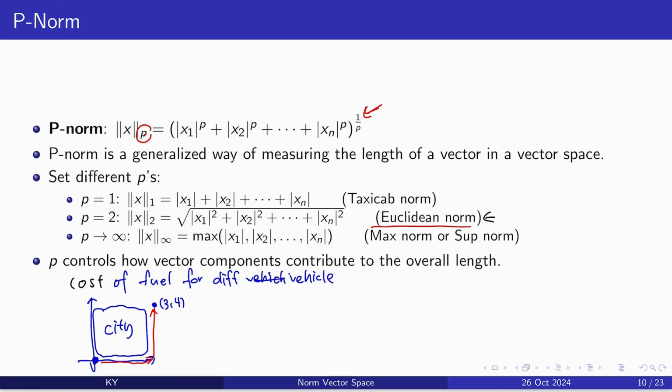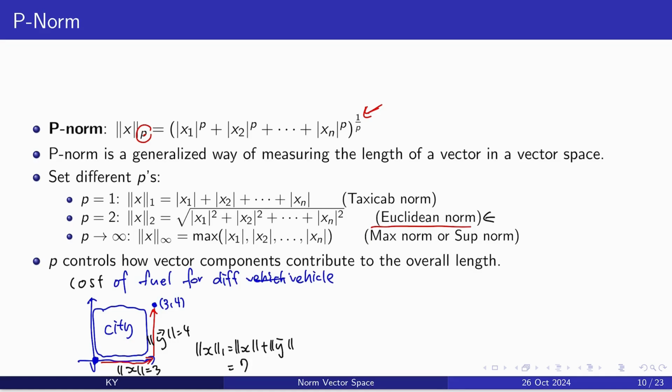So in this case, we're using a taxi norm. Let's say that this vector x and y has a size of 3 and a size of 4. If we're using our taxi norm right here, we're taking the first component and then the second component and adding them together to get a total cost of 7. So that's the first, the taxi norm.